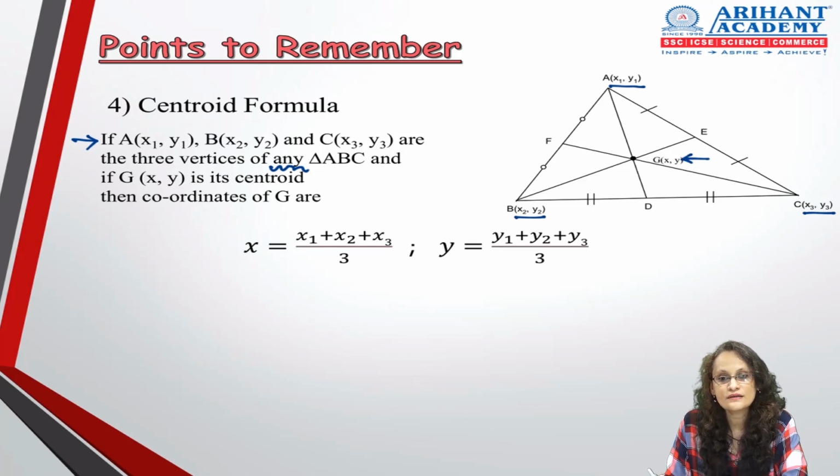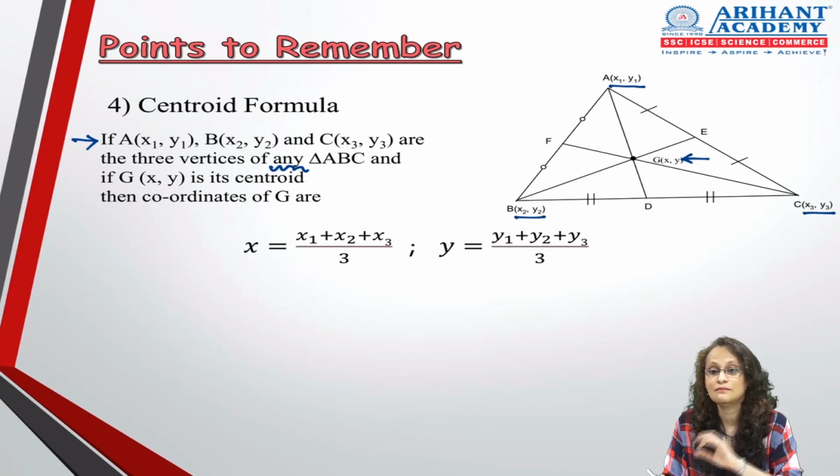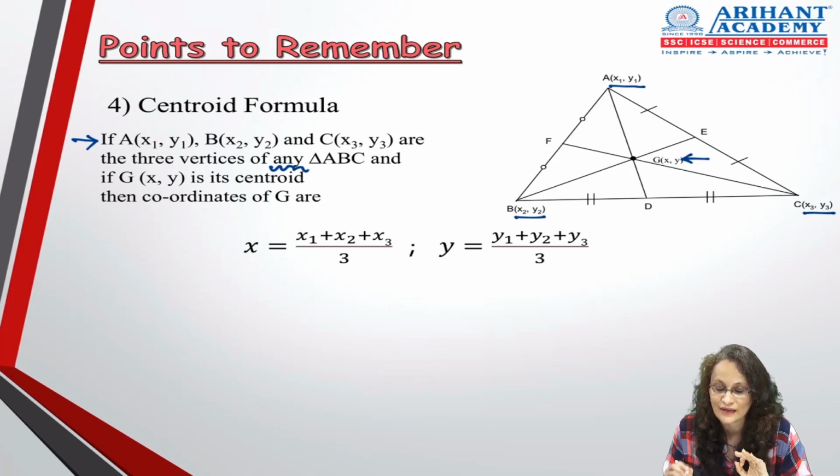Now centroid is what you get when the three medians of a triangle intersect. The point of concurrence or the point of intersection of the three medians of a triangle is called the centroid. And centroid is always denoted by the letter G, capital G.